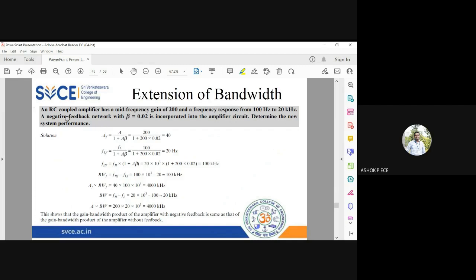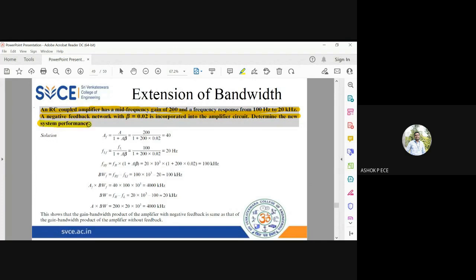Second type of question you see: an RC coupled amplifier has a mid frequency gain of 200 and the frequency response from 100 Hz to 20 kilohertz. This 200 is going to be capital A, and bandwidth is going to be the subtraction of these. 100 hertz is going to be the lower cutoff frequency, 20 kilohertz is going to be the higher cutoff frequency. If beta equal to 0.02 is incorporated into the circuit, determine the new system performance.